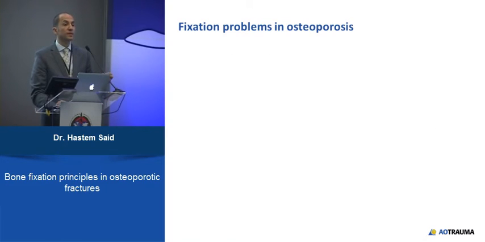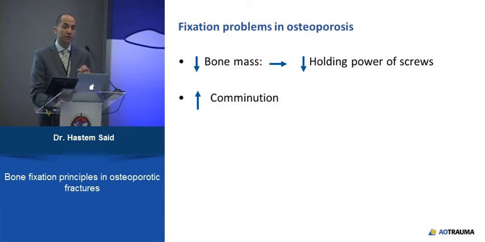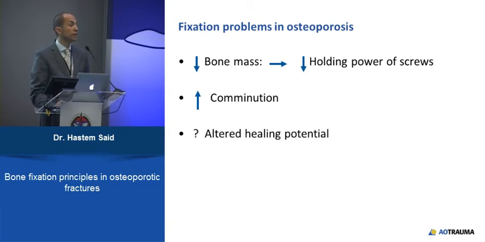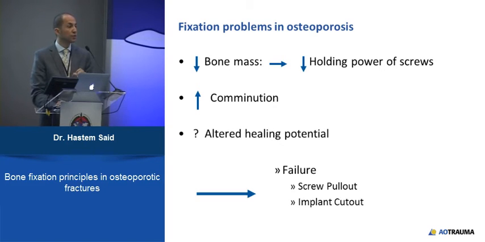So what are the problems that we are facing when we want to fix osteoporotic fractures? We have less bone mass, therefore your screws are not holding as well. You commonly see comminution, and you have to deal with that, and possibly altered healing potential for the fracture. And these all lead to failure through screw pullout or implant cutout.